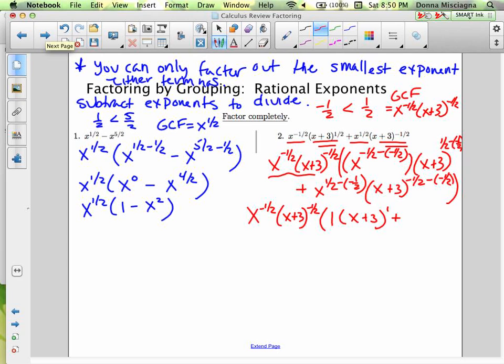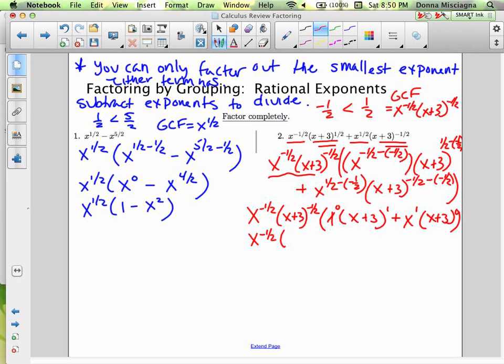Plus, right, so 1 half minus a negative, that's 1 half plus 1 half, so that's x to the first power. I'll even put the 1 there. And then negative 1 half plus 1 half is 0. So times x plus 3 to the 0 power. I'll write x plus 3 to the 0 power. And then this one, by the way, was x to the 0 power. All right, so now let's simplify, and that should have an ending parenthesis there.